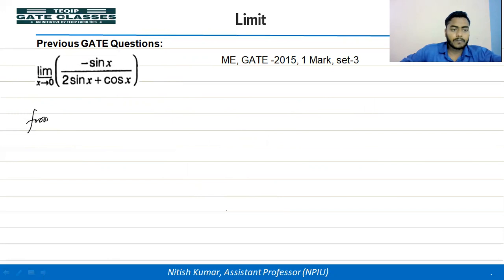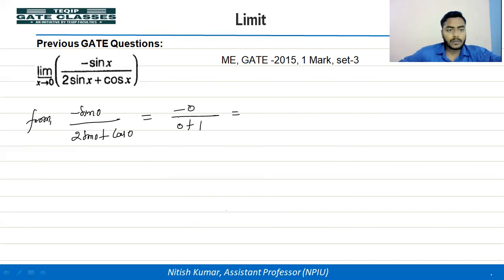Take the form of minus sine 0 divided by 2 into sine 0 plus cos 0. What form are we getting? Minus 0, 0 plus cos 0, 1. So cos 0, here we are getting 1. So it will be 0. Minus 0 doesn't mean minus 0 means 1. So we can write 0, because this is determinate form. This is not indeterminate, this is determinate form.